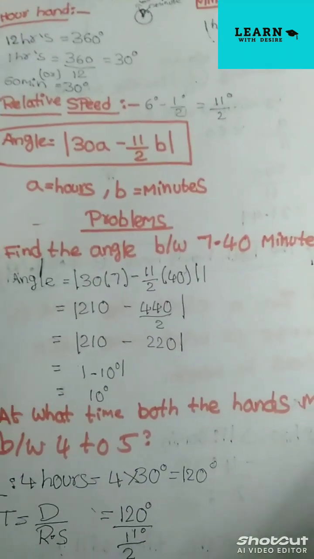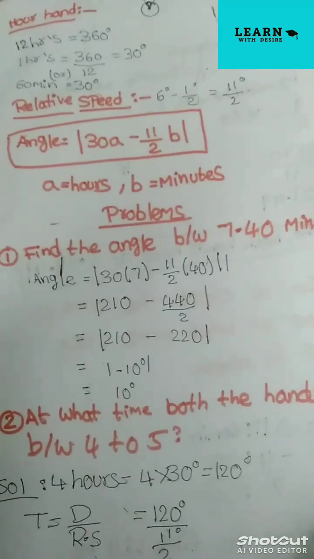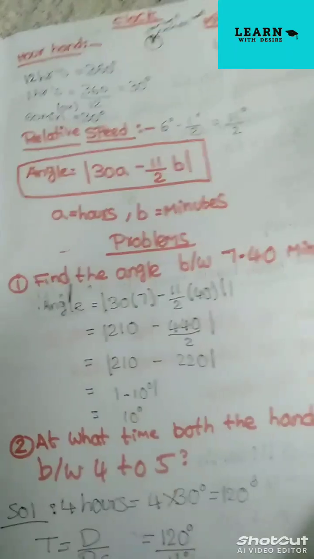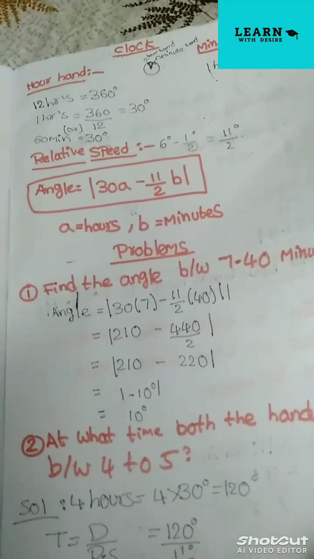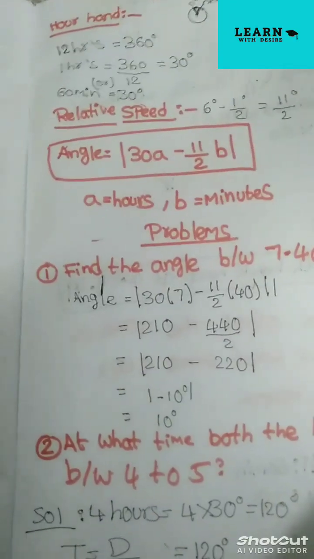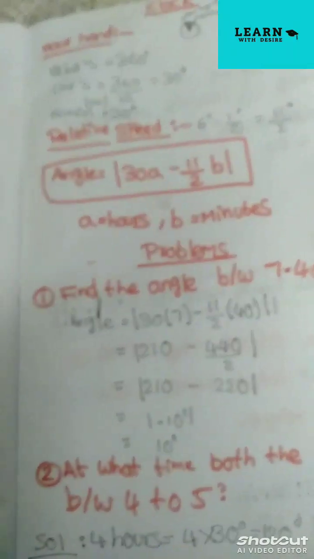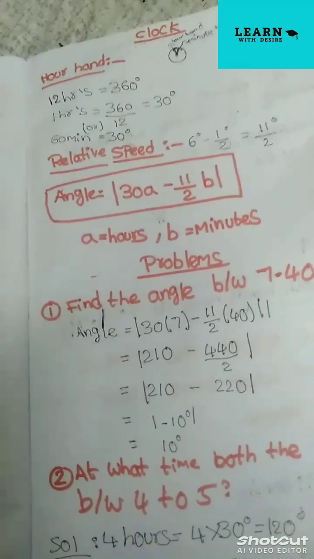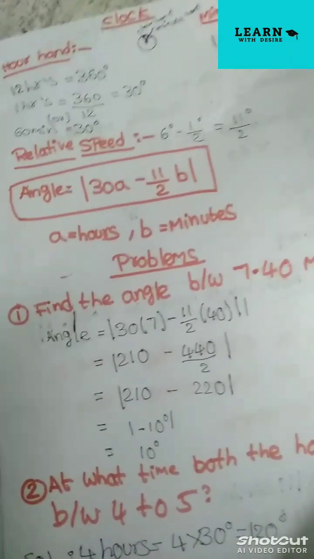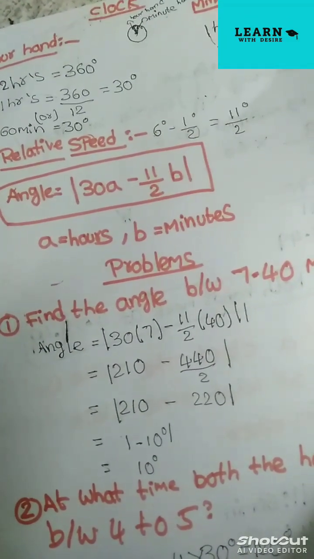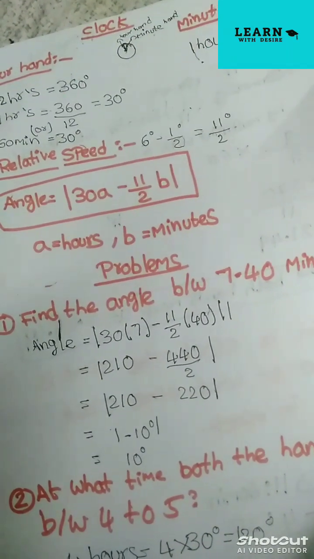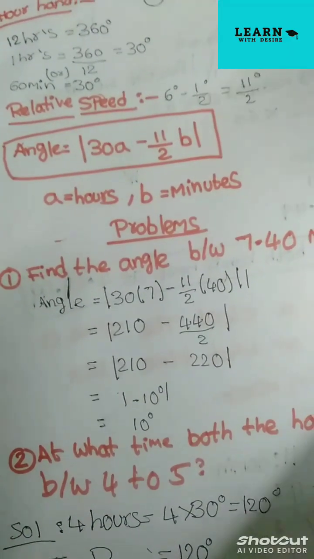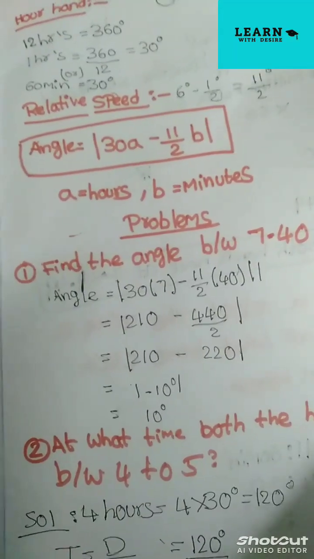Here the problem is to find the angle at 7:40. That means we have to find the angle between the hands at 7 hours 40 minutes. For calculating the angle, we use the formula 30a minus 11 by 2 b. Here, the first value is hours, and the second value is minutes. By substituting the values, we can find the angle like this.